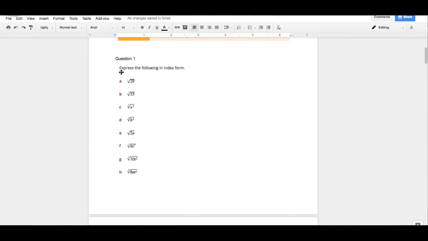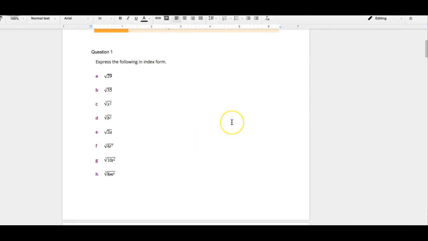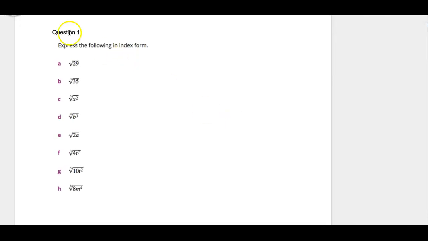I'm not going to do every question because there are quite a few, but I'll try to do as many as I can. I might make it just slightly bigger, just because I know it's hard to see the powers.